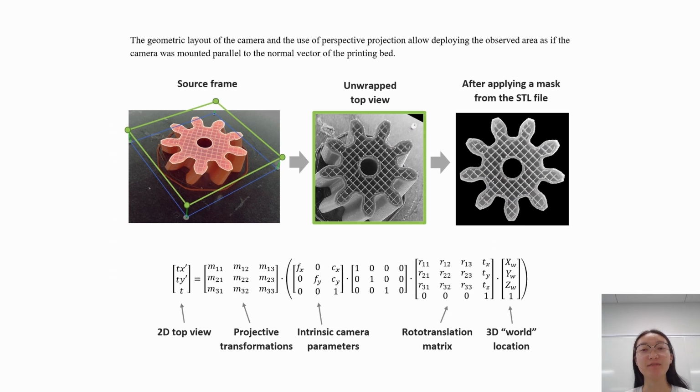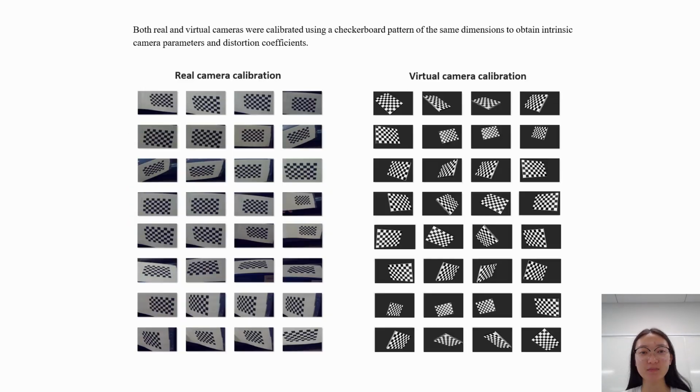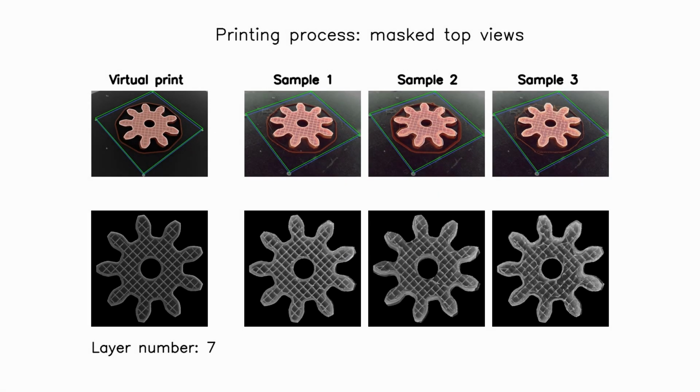Since a camera cannot be physically mounted parallel to the normal vector of the printing bed, perspective projection is used to produce a top view image of the print as shown. Both real and virtual cameras are calibrated using a checkerboard pattern of the same dimensions to obtain intrinsic camera parameters and distortion coefficients. Here is a sample of that.